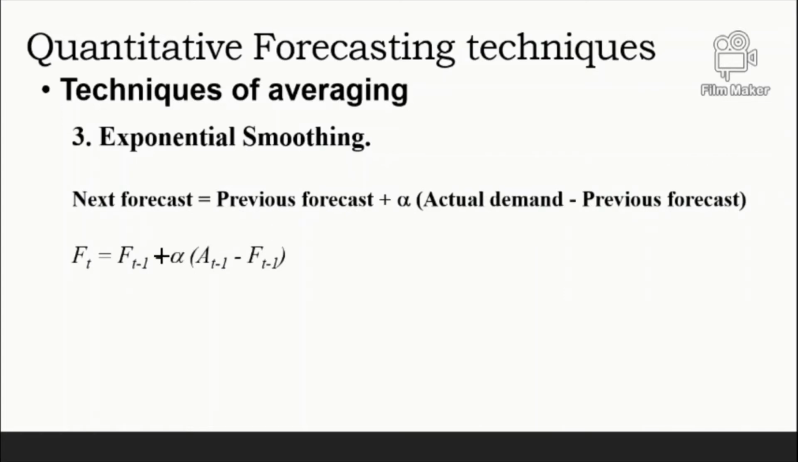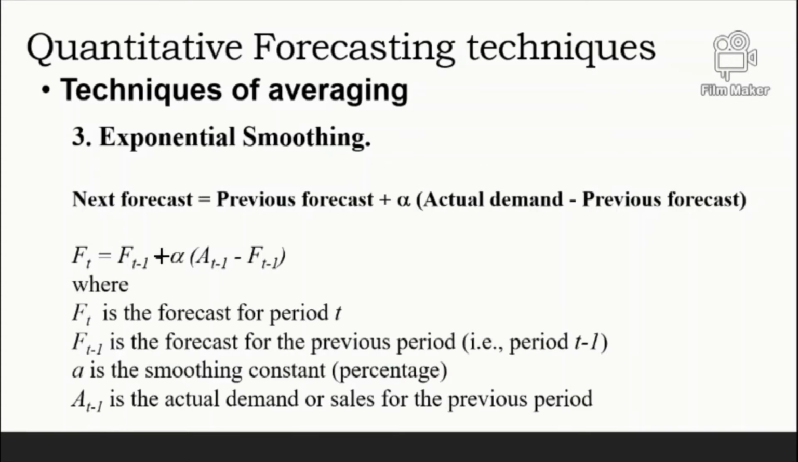More concisely, FT equals FT minus 1 plus alpha multiplied by A T minus 1 minus FT minus 1, where FT is the forecast for period T, FT minus 1 is the forecast for the previous period, that is, period T minus 1. Alpha is the smoothing constant, percentage. A T minus 1 is the actual demand or sales for the previous period.